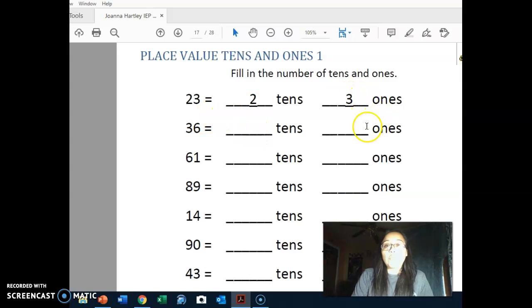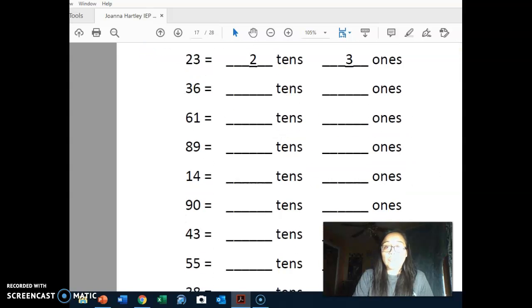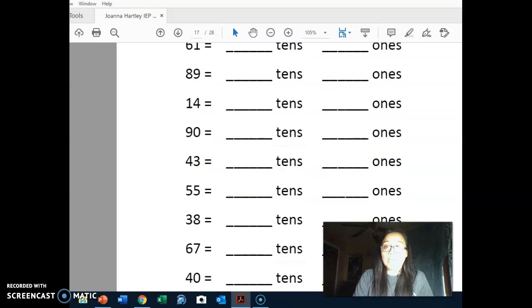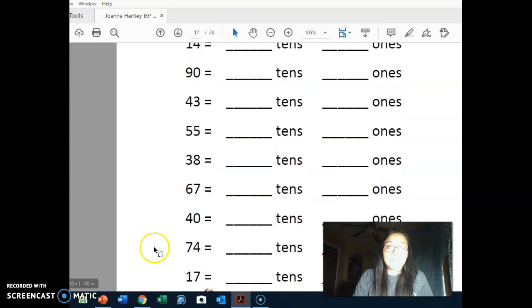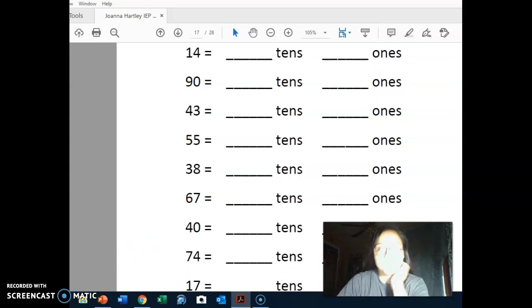The same thing for the ones. Here, it's asking which one's in the ones. Is it the 2 or the 3? And then you're going to write it in the ones place. You are only going to do one worksheet for this one, and then you're going to submit it, take a picture so I can go ahead and submit the grade. Let's continue to the next goal.